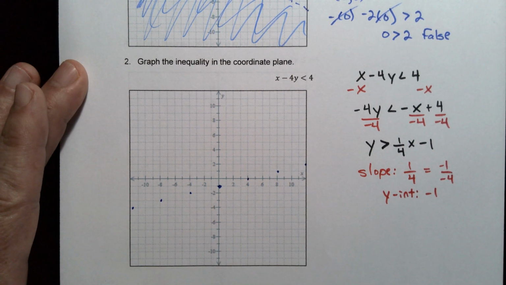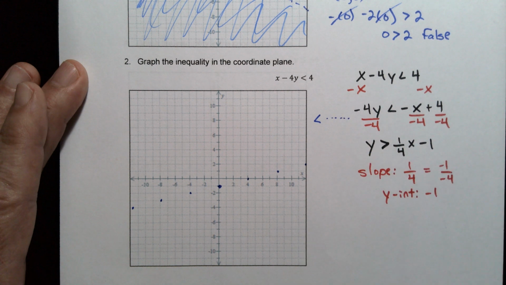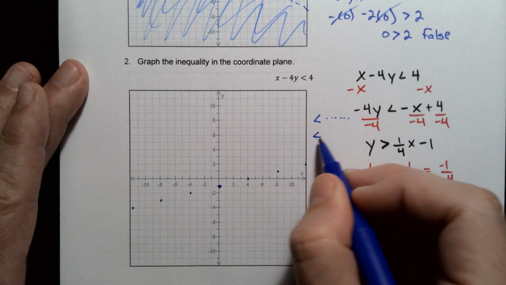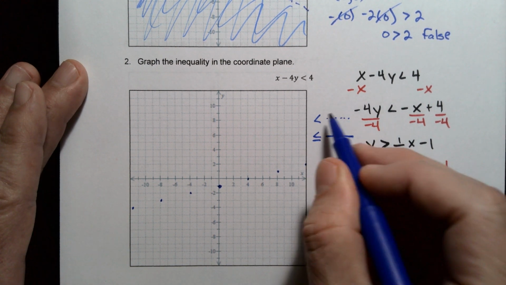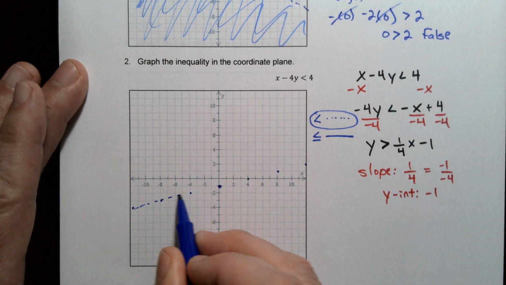Okay. Now, will we have a solid or a dotted line? Well, since there's no line underneath, since it's this, then it's going to be a dotted line. If it was this, it would be a solid line. Okay, so this is the one we're going to use. So I'll put a dotted line there.